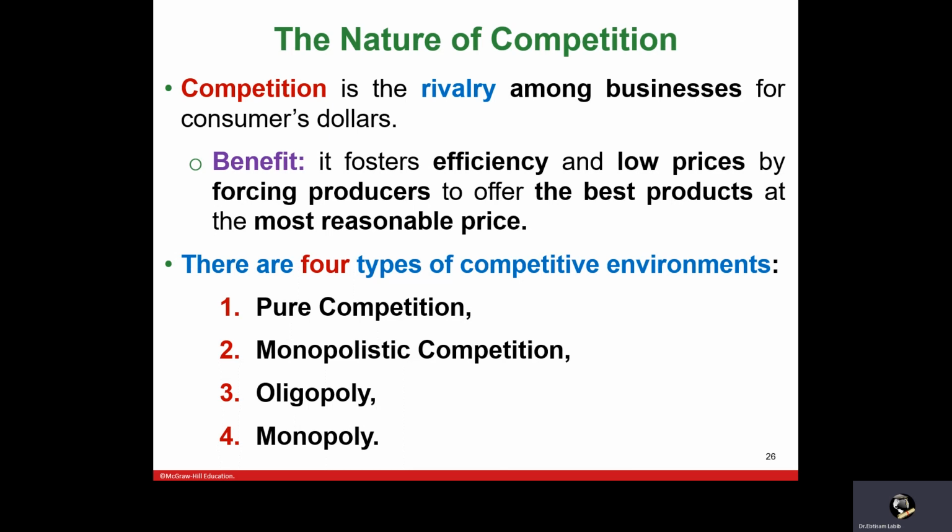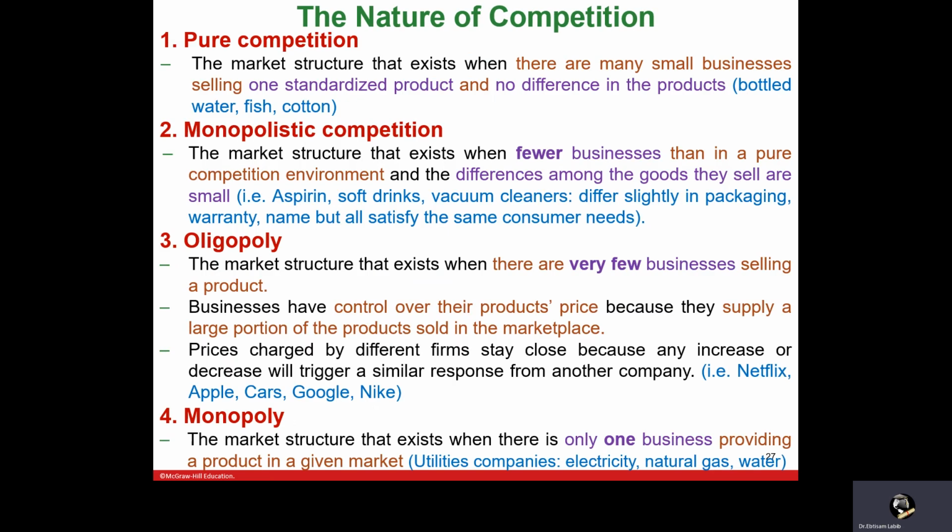We have 4 types of competition, or 4 types of competitive environments. We have pure or perfect competition, monopolistic competition, oligopoly, and monopoly. Let's take them one by one. Pure competition represents the market structure that exists when there are many businesses selling one standardized product, and there are no differences in the products.